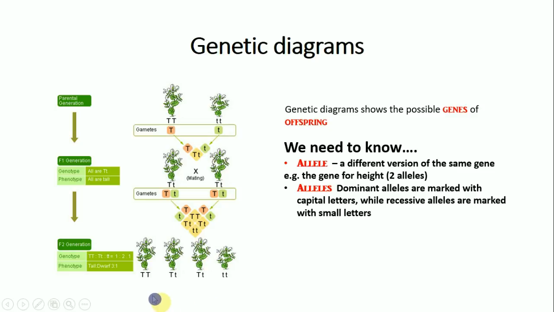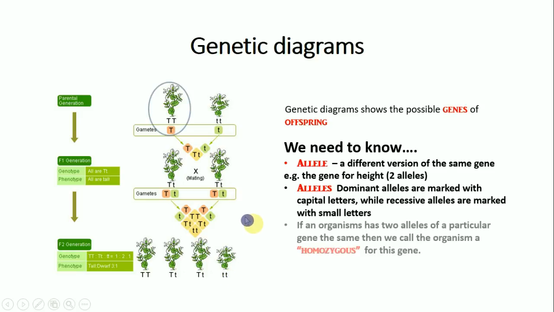So the 3-to-1 ratio is a phenotypical ratio, while we have 2 different phenotypes, and these 2 are the same, 3 different genotypes.